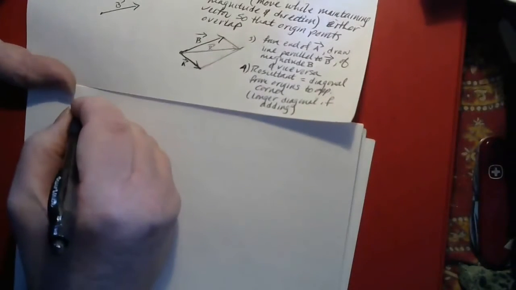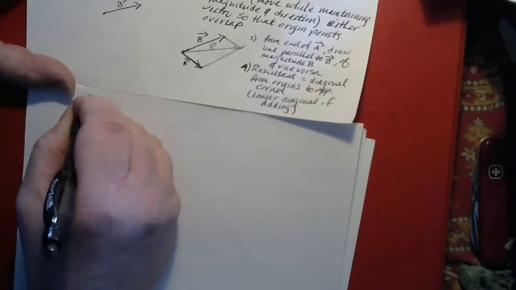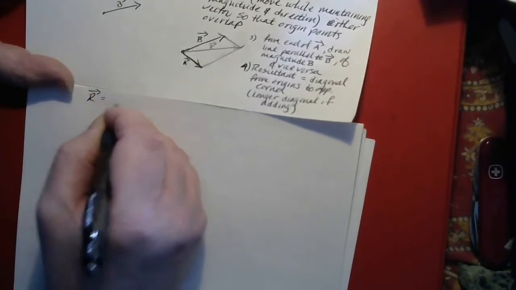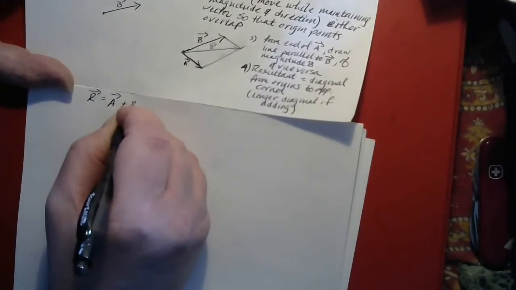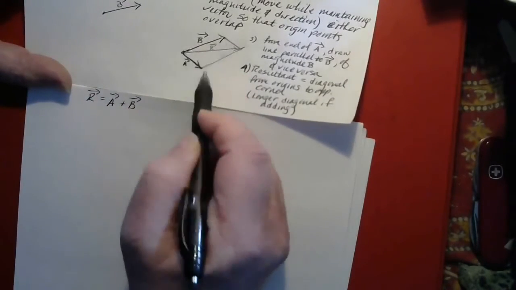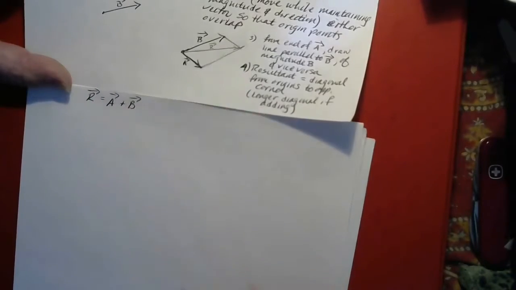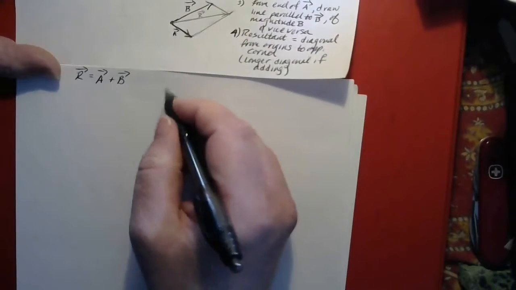And in this situation, you'll notice that vector r equals vector a plus vector b. So this is the resultant. It's equal to the sum of vector a and vector b. That's only when you consider both magnitude and direction, though.